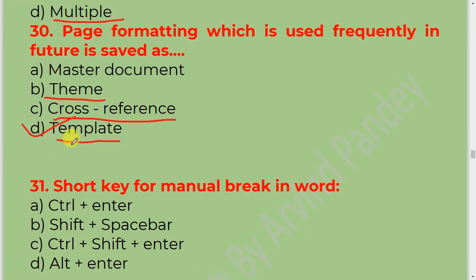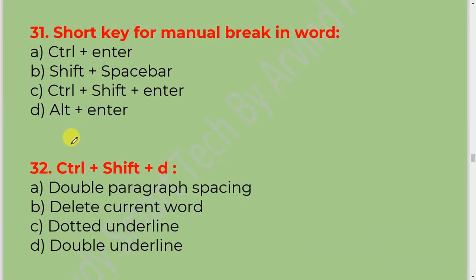Question number 31. What is the shortcut key for a manual break in Word? Option A, Control plus Enter, B, Shift plus space bar, C, Control plus Shift plus Enter, D, Alt plus Enter. So the correct option is option C, Control plus Shift plus Enter.